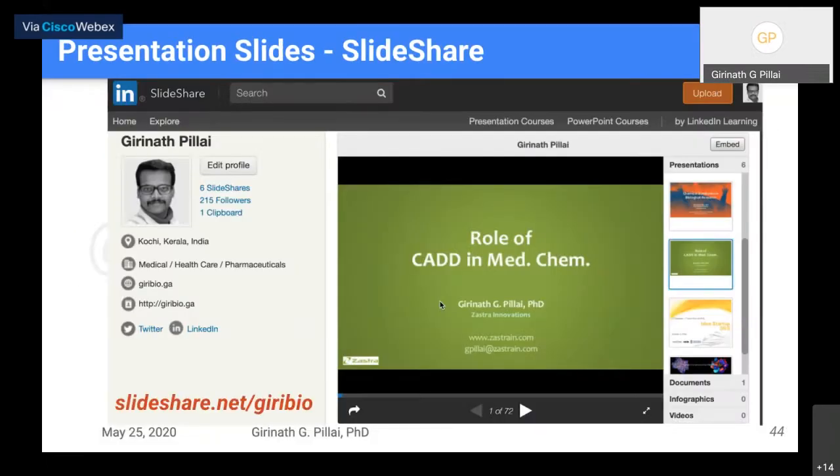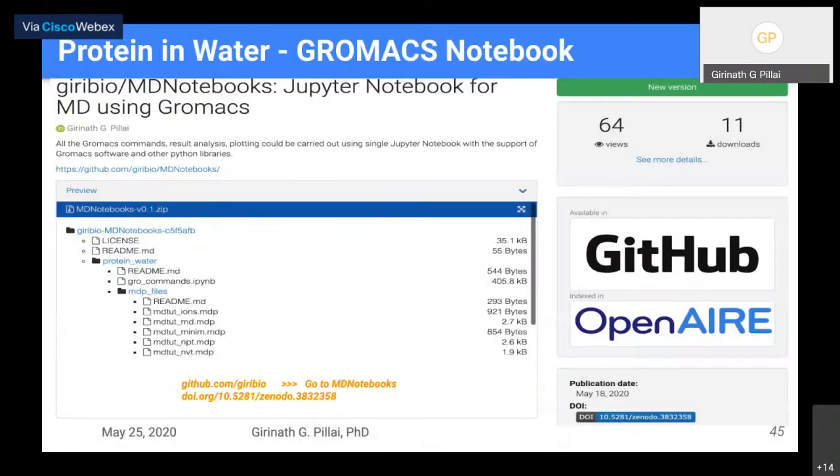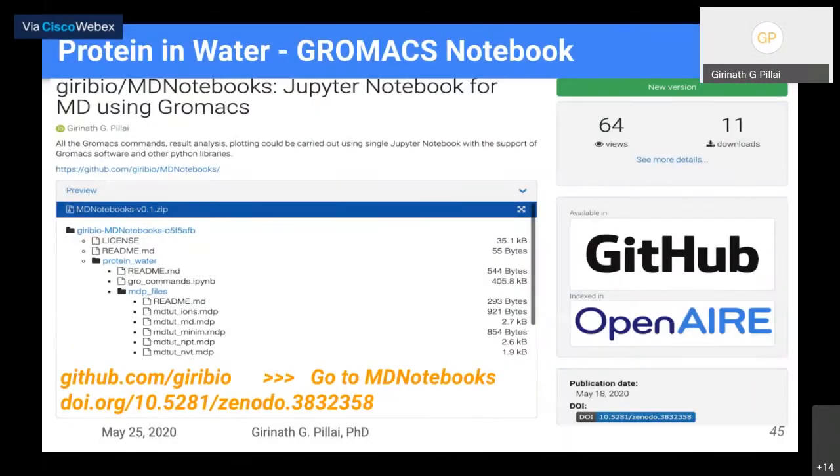Okay. So as I told you, all these presentations are available on SlideShare if you want. But if you want to use GROMACS, like lysozyme in water, you can download the Jupyter notebooks available on Zenodo, or you can take them from GitHub. So this will be straightforward and easy. And I have already done a session on how to perform these calculations.